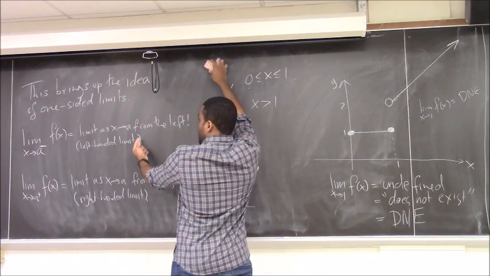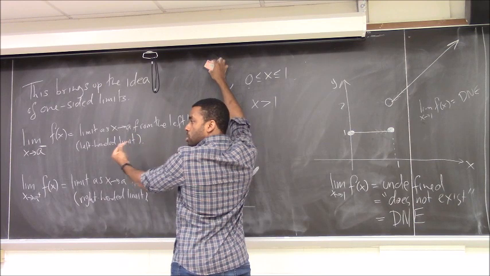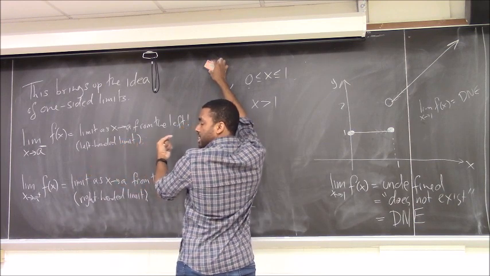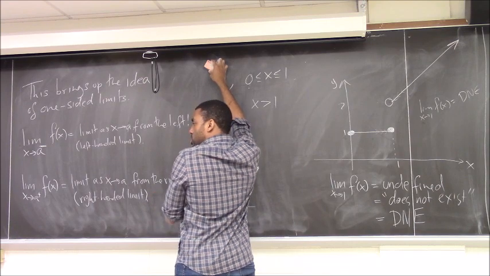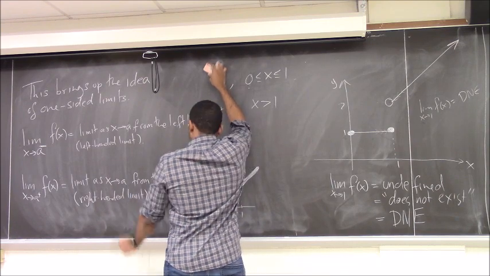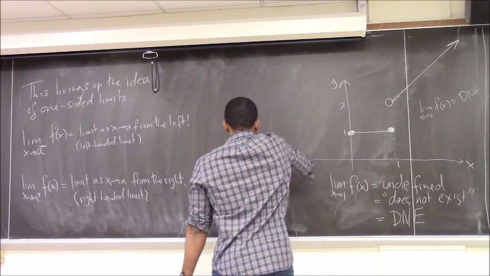So the left accounts for the situation when you're getting close to your number from numbers that are smaller than it and slowly increasing towards it, while the right covers the situation that you're larger than this number and you're decreasing towards it, but you're getting close to it from either side.